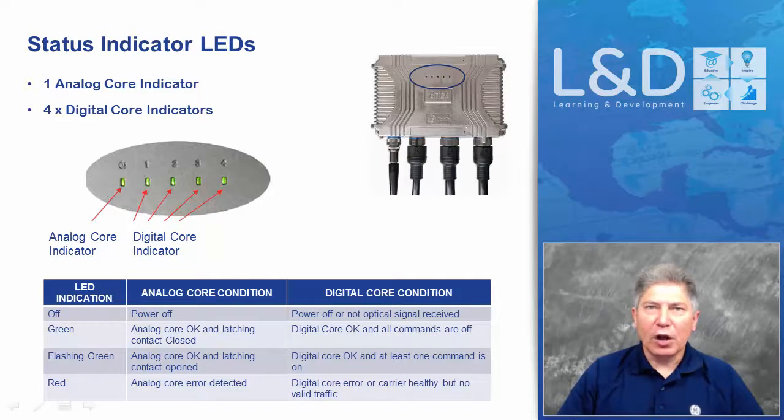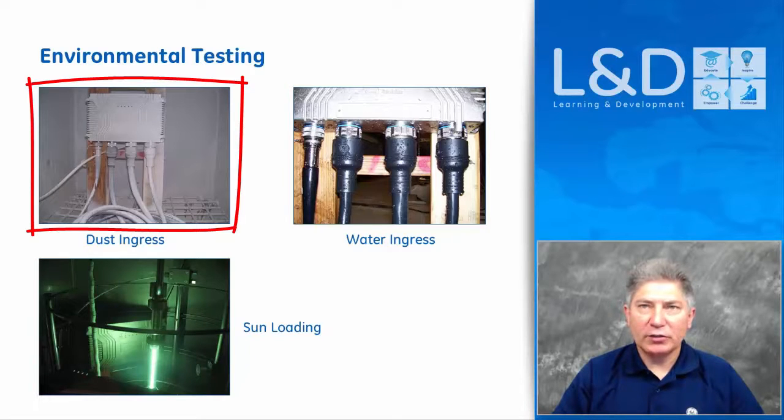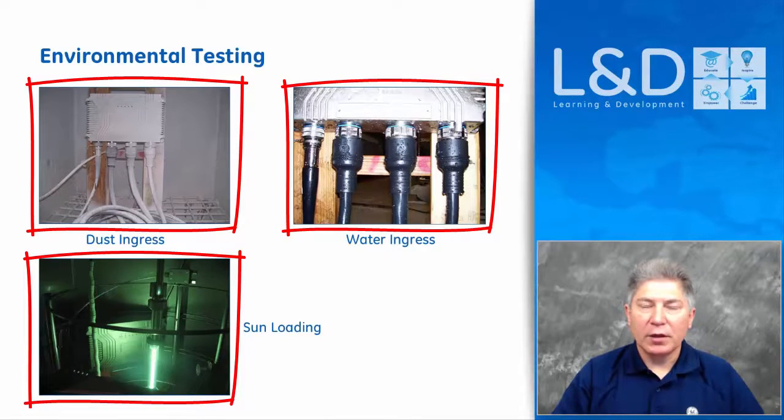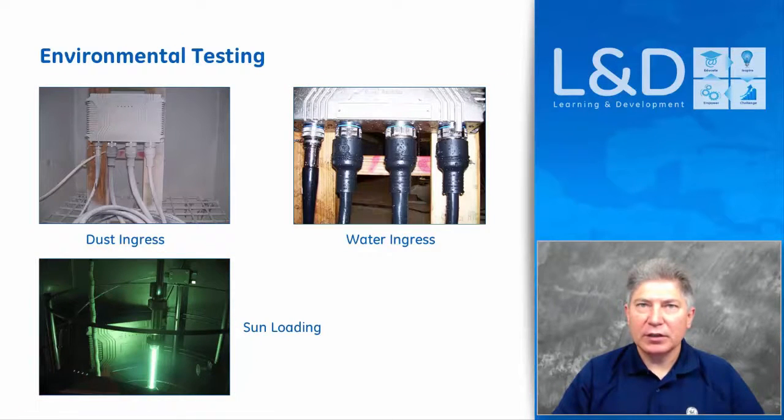In general, the color of the indicator LEDs indicates the state of the brick. A green color indicates that there are no errors, while a red color indicates an error is detected. The table provides the conditions for the analog core and digital core indicators. Here are some examples of the brick being subjected to vigorous environment testing, such as dust ingress, water ingress, and sun loading. The operating temperature of the brick is minus 40 degrees Celsius to 70 degrees Celsius. Humidity non-condensing is 100% at 40 degrees Celsius and can be used in altitude up to 2,000 meters.